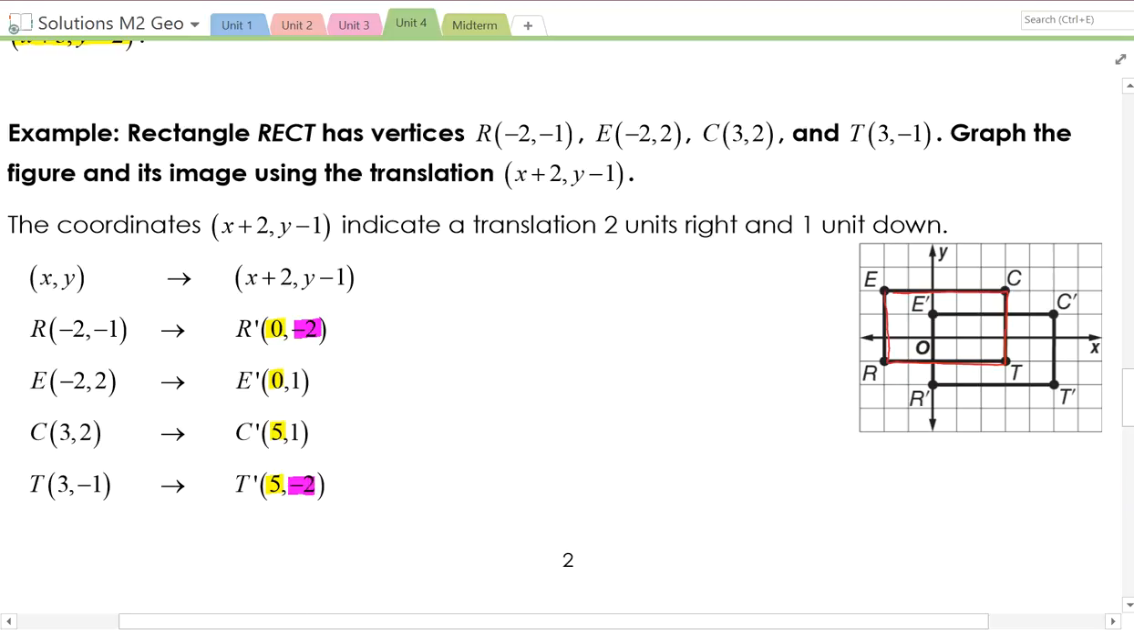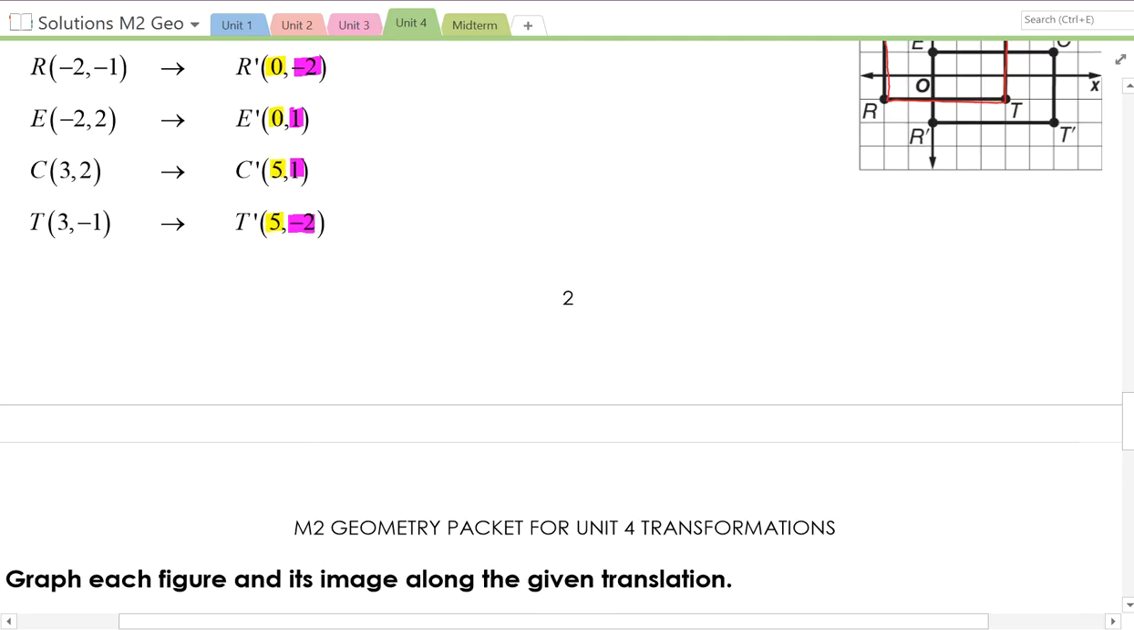For points E and C, their y values were 2, so when we subtract 1, we get positive 1. And you can see in the graph on the right, that's what our new rectangle would look like. The shape and the orientation look exactly the same. All that happened is we took that rectangle and slid it elsewhere on the graph. That's what a translation will look like.